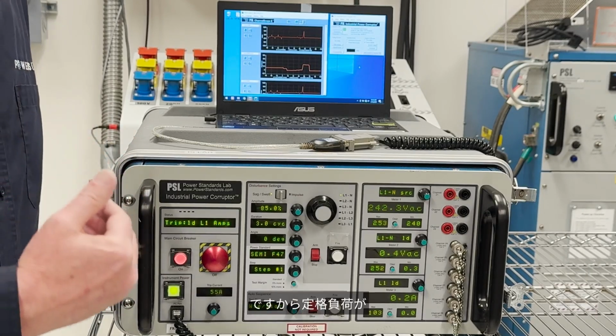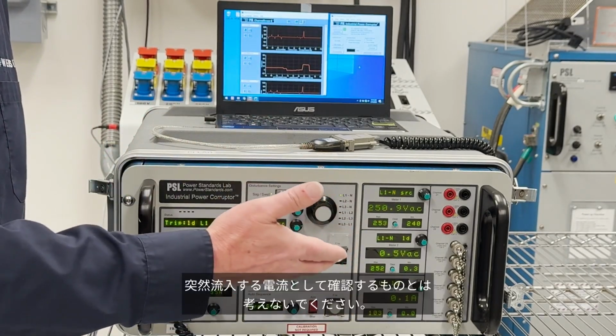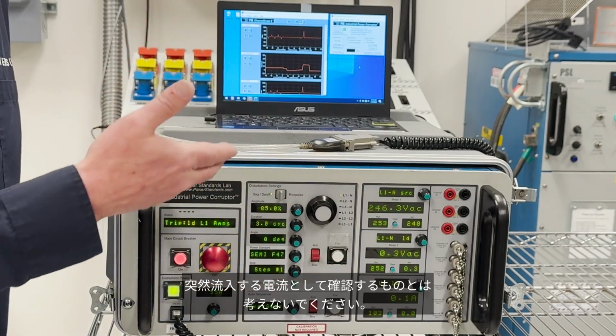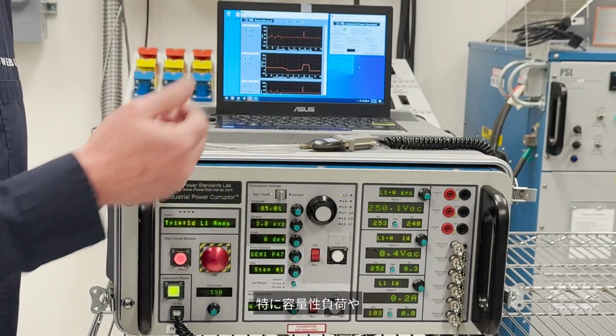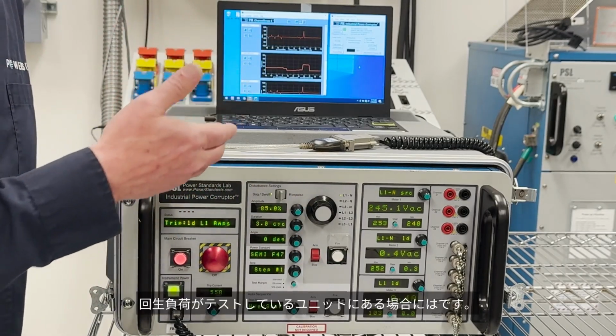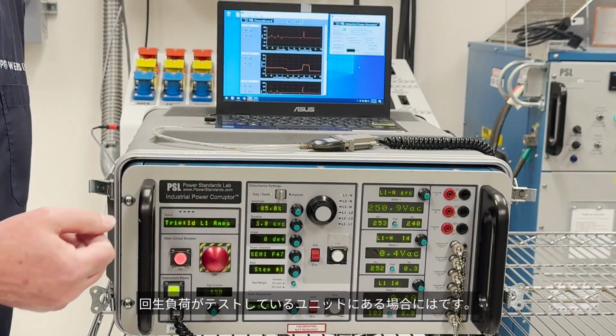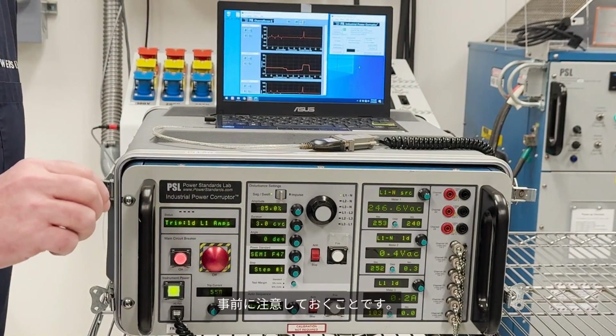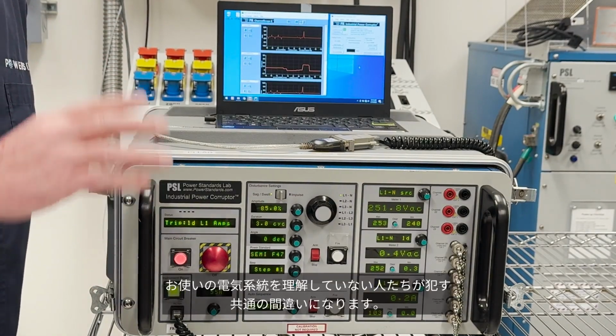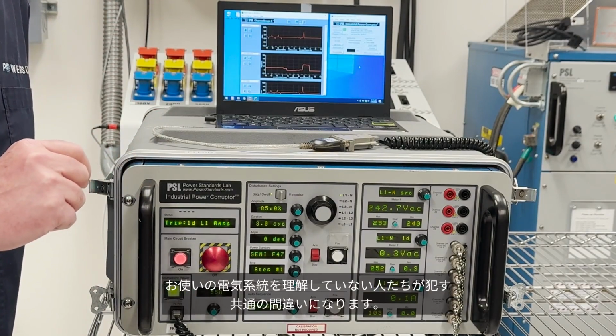So don't imagine that your nominal load is an indication of what you may see as inrush, especially if you have capacitive or regenerative loads in your unit under test. So word of precaution, this is a common mistake for people that don't understand their electric systems.